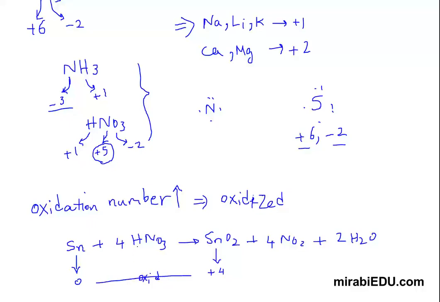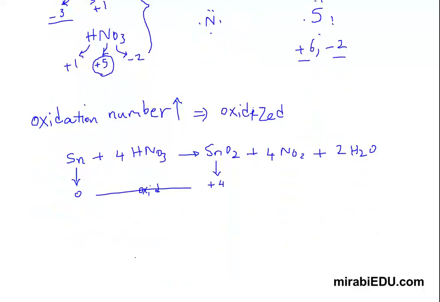And then hydrogen is, of course, +1. Here again, +1. Oxygen is -2. Oxygen and hydrogen, most of the time, the oxidation number is fixed. What about nitrogen here? Nitrogen, the oxidation number is +5 here, but in here the oxidation number is +4, so the oxidation number is decreased. So nitrogen is reduced.